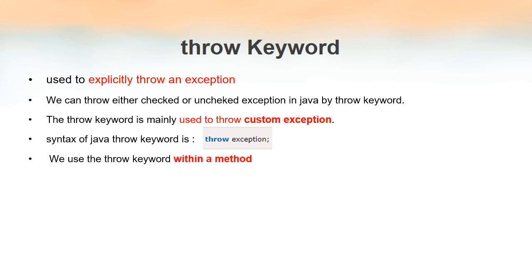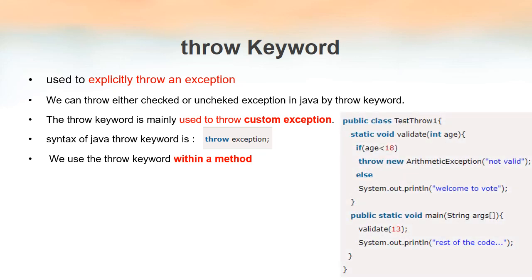And we use the throw keyword within a method. We say this because we have another keyword named throws. The throws keyword comes along with the method signature, that is the method header, but the keyword throw is used within a method, that is inside a method. Now we will see one example.